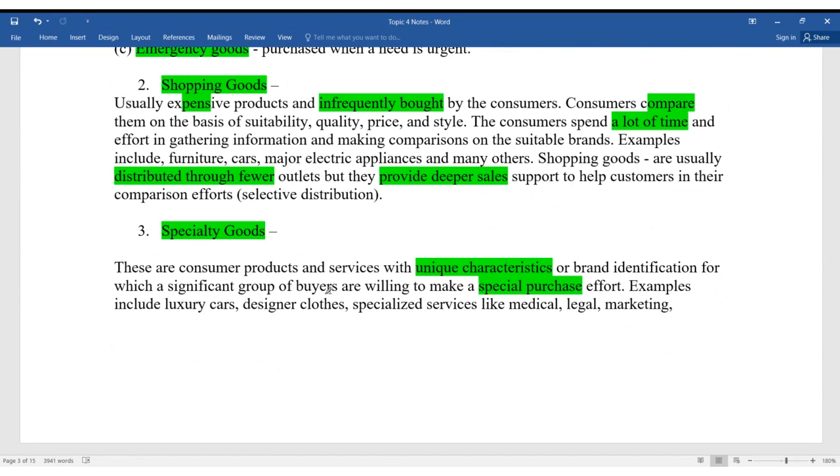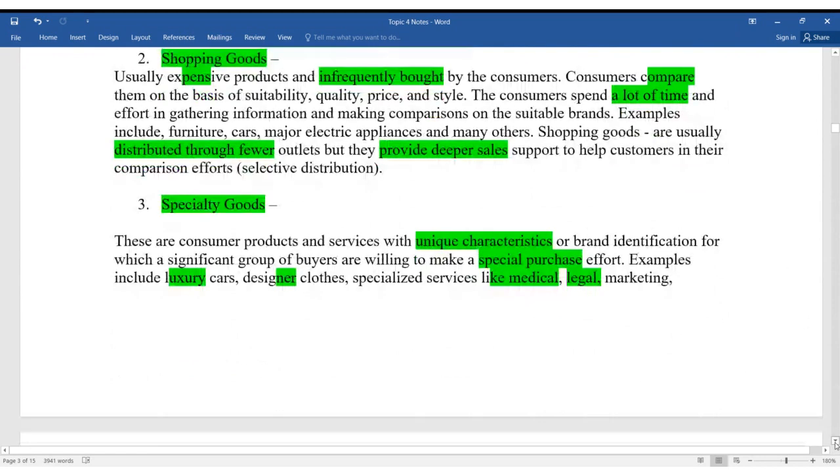In most cases, you find that the customer places a special request for such a product, like designer clothes, luxury items, specialized services like medical services, legal, and others. You find that items are customized according to customers' needs. That's why we refer to them as specialty goods.